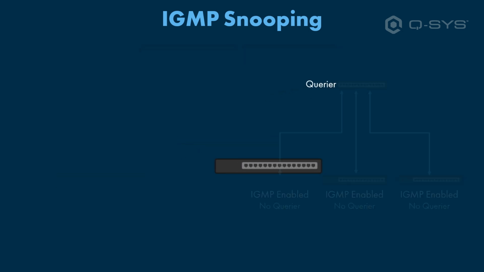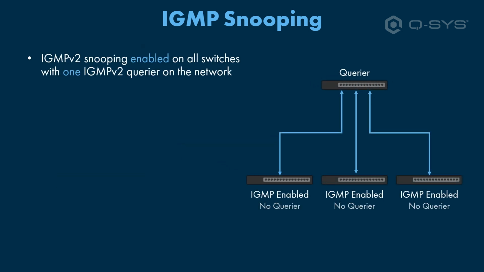So the key here is that you do have to have IGMP snooping enabled on all of the switches on the network, but only one querier. There should only be one switch that is configured as the querier itself. That is the querier that is listening and asking and distributing all of that multicast information.